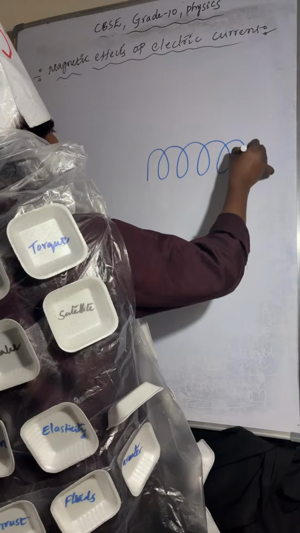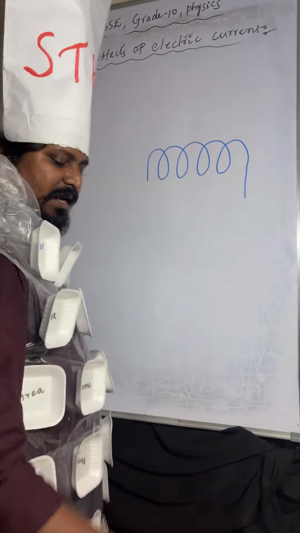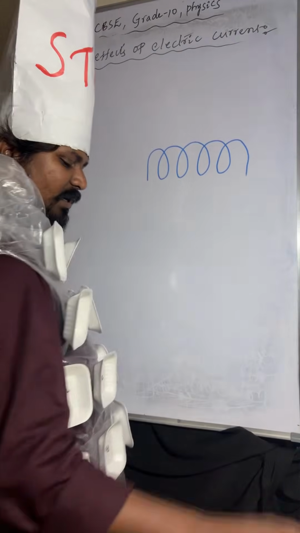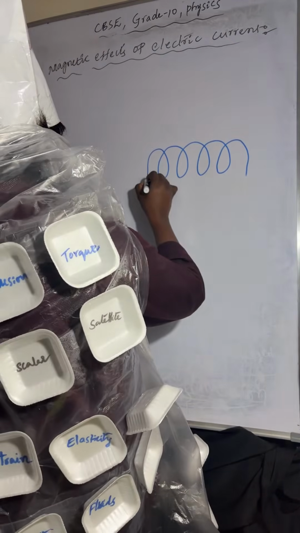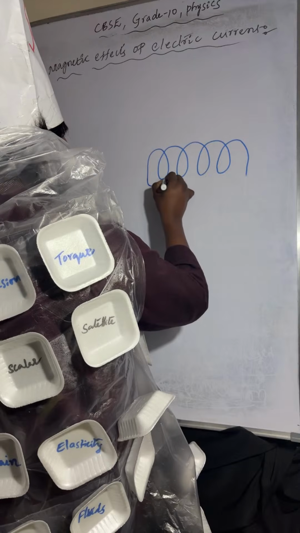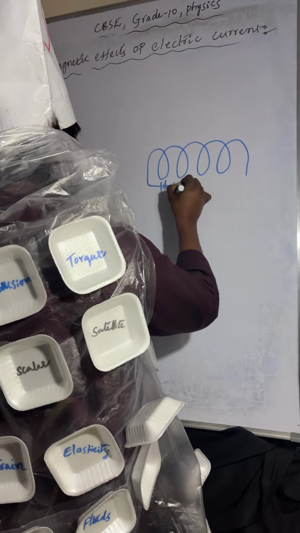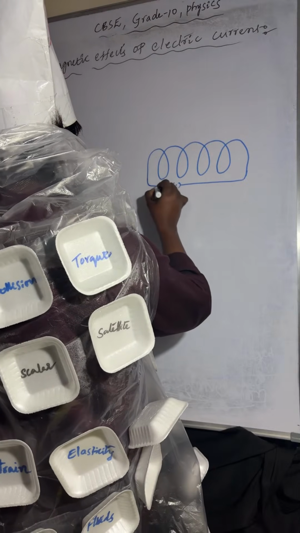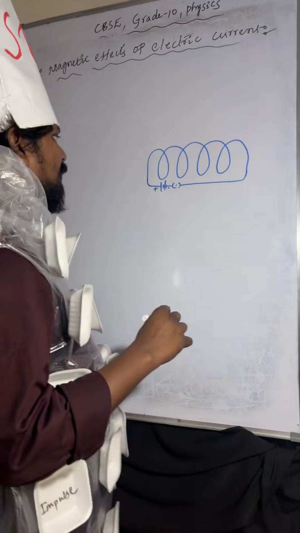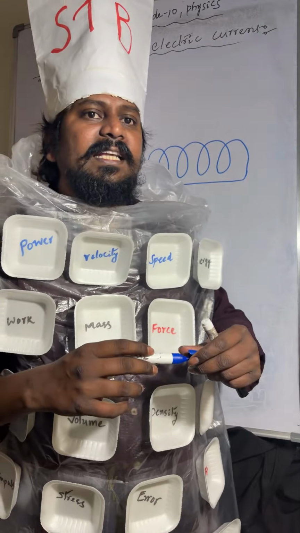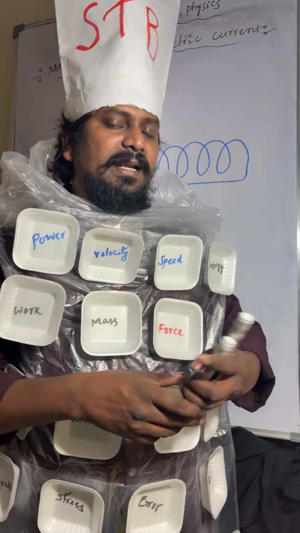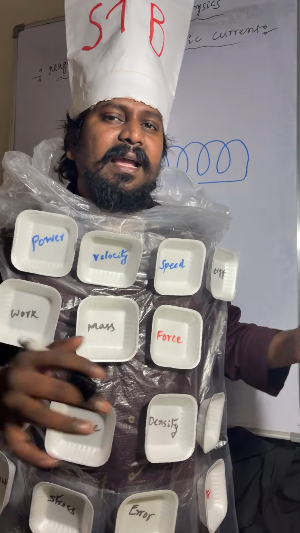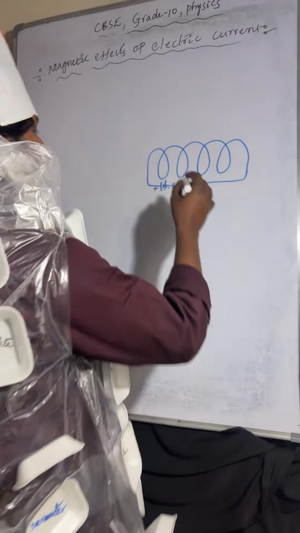So like this I am taking. Battery, switch, current is passing. Positive terminal, negative terminal. Okay. So if the current is passing through the solenoid, it acts as a magnet. We know that. So you can see here.